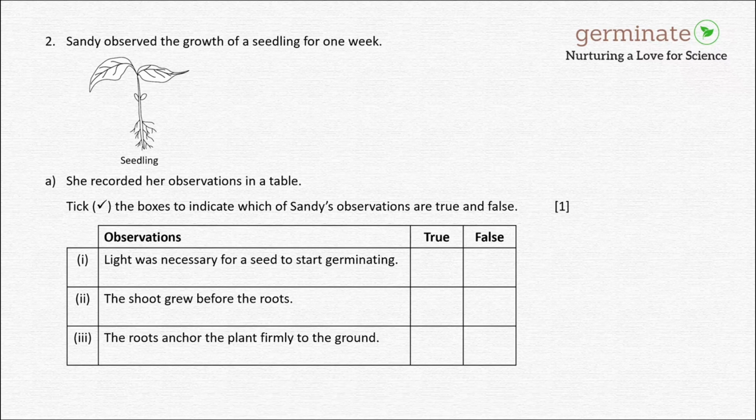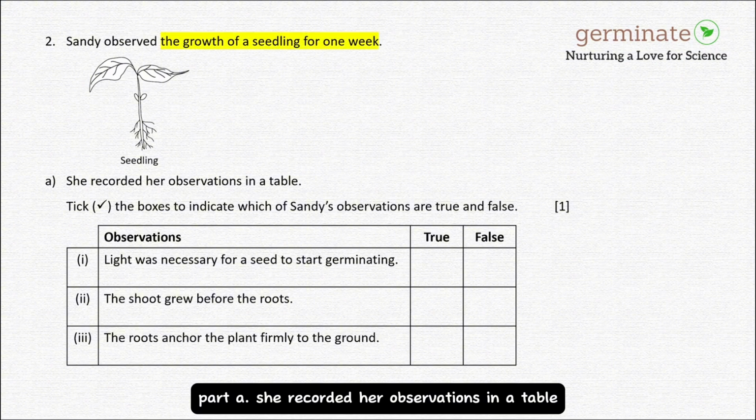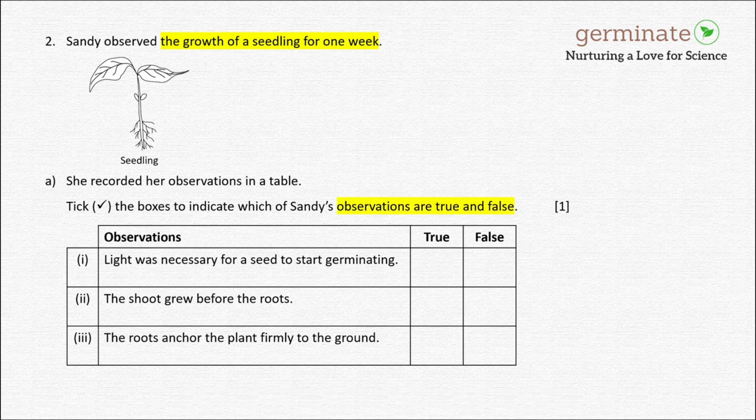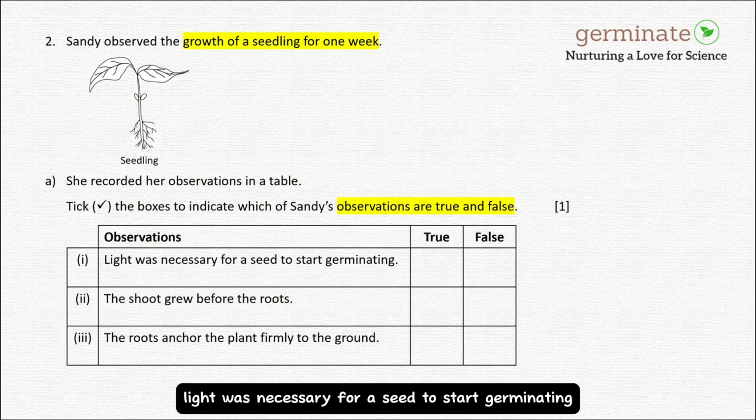Question 2. Sandy observed the growth of a seedling for 1 week. Part A. She recorded her observations in a table, and the question is asking us to tick the boxes to indicate which of Sandy's observations are true and false. Let's look at the first statement. Light was necessary for a seed to start germinating.